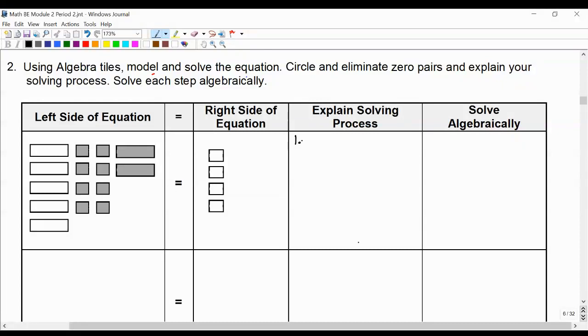In step 1, we're always going to be looking for cleanup or simplify. That can be done, and it has to be done on the same side. So for example, on the right side, this looks already done or simplified. But on the left, I'm noticing that there are some of these things. These are zero pairs. So I'm going to put for step 1, cancel zero pairs.